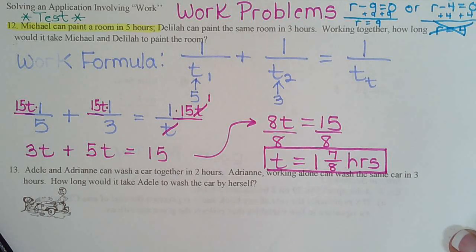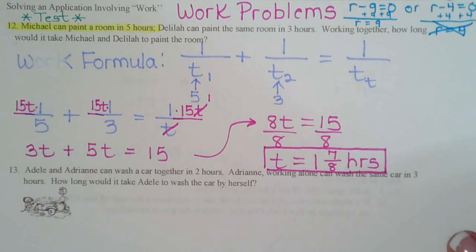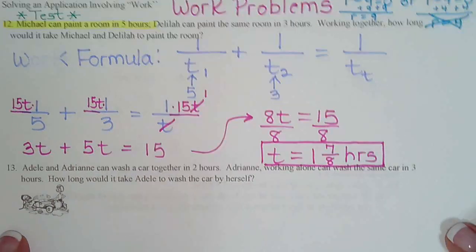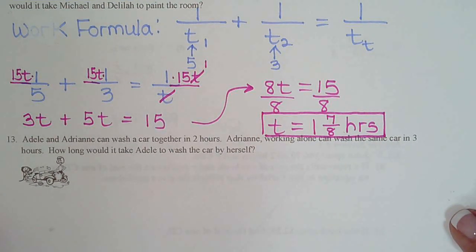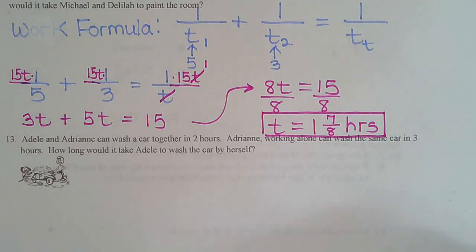So that makes sense. If I asked you for a full sentence on a paper pencil test, you would say, working together, they can paint the room in 1 7/8 hours. Nice, huh? Told you they were easy. Woohoo! Okay, so let's go ahead and do the last one.